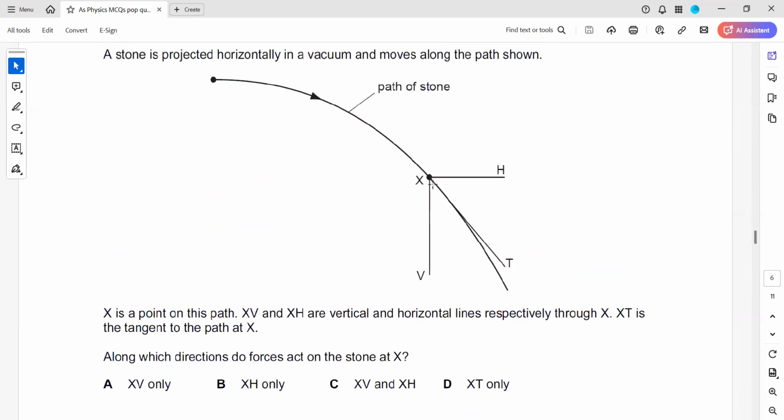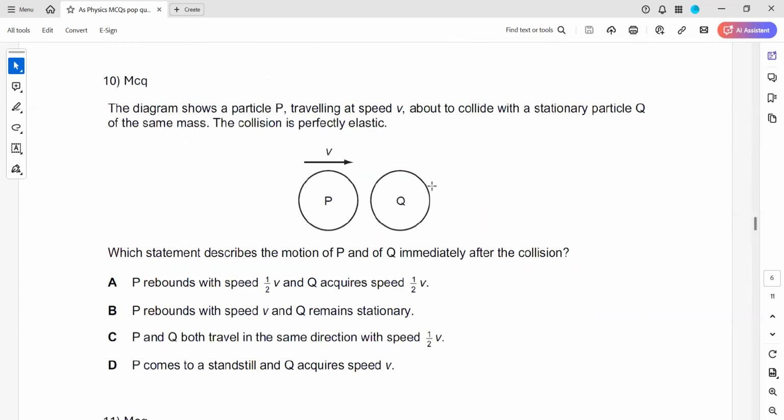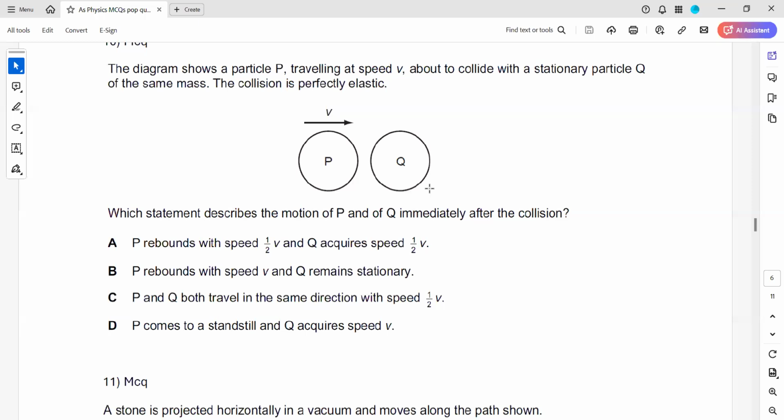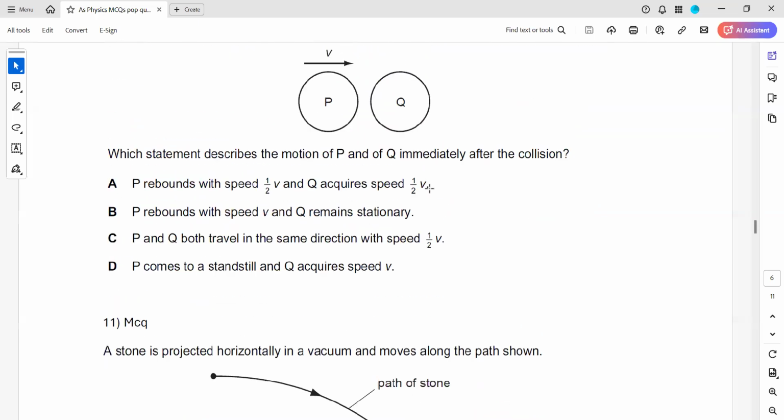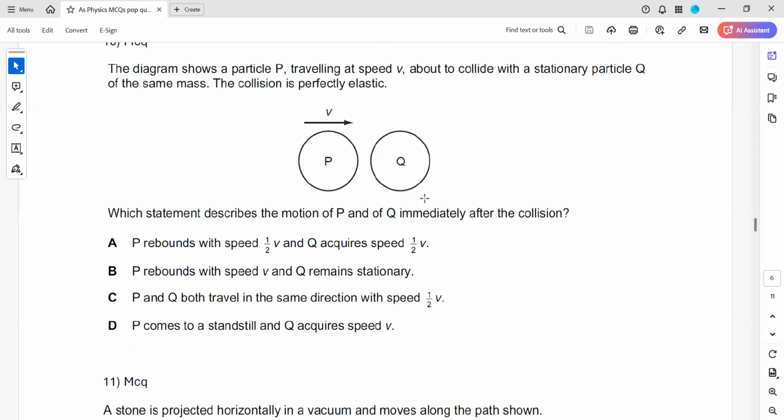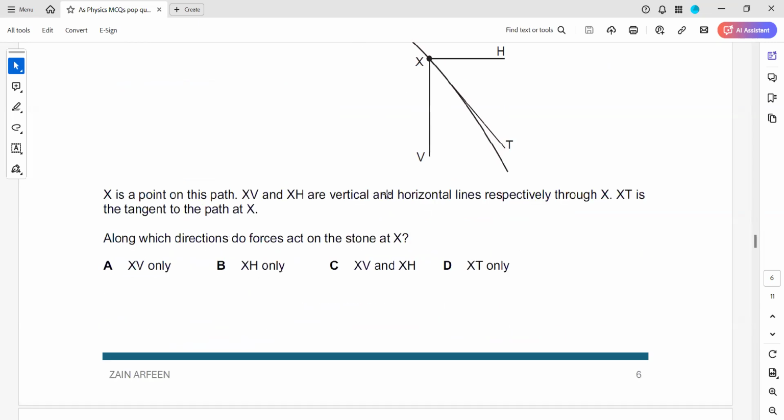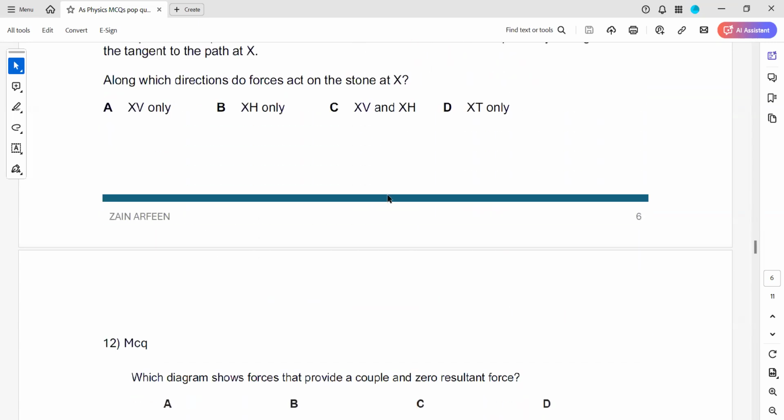Question 10, 11, any doubts? Question 10 or 11? Any question or doubt on 10, 11? 10, okay. Question 10.